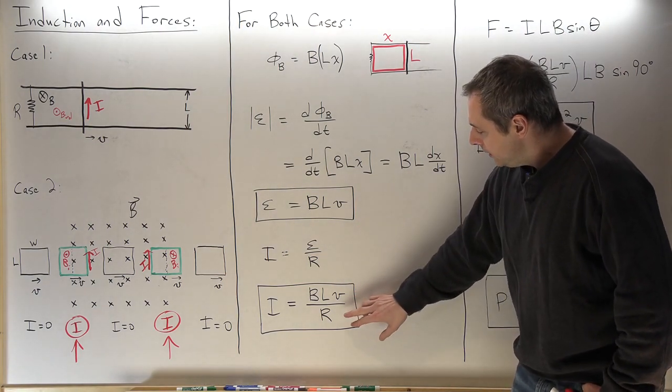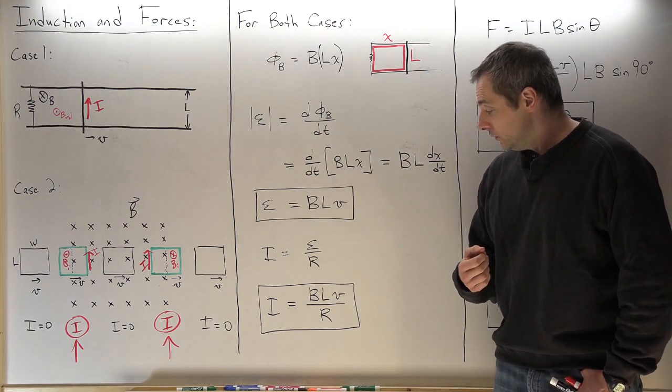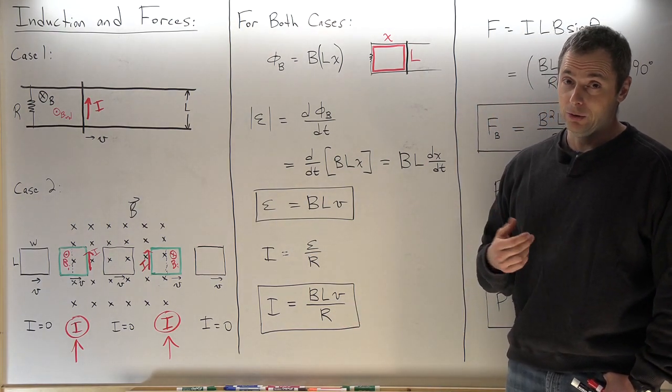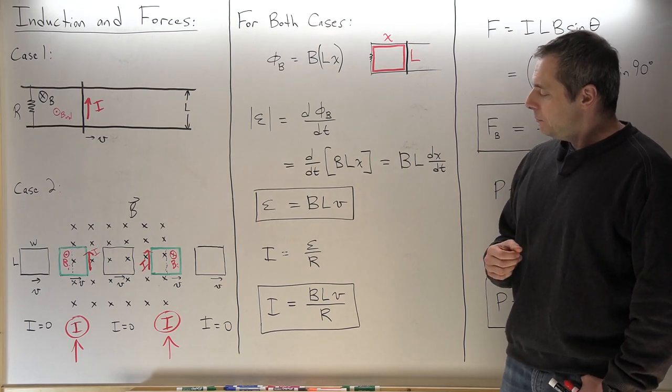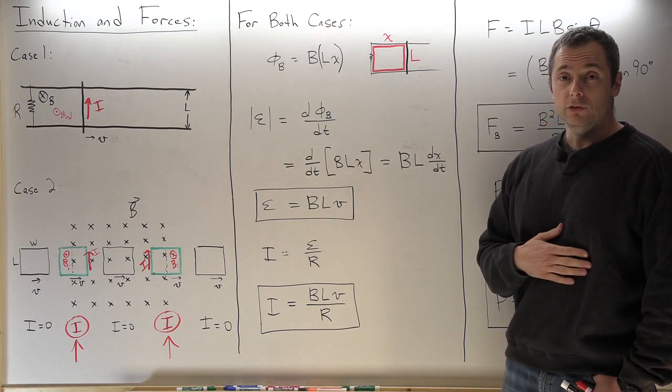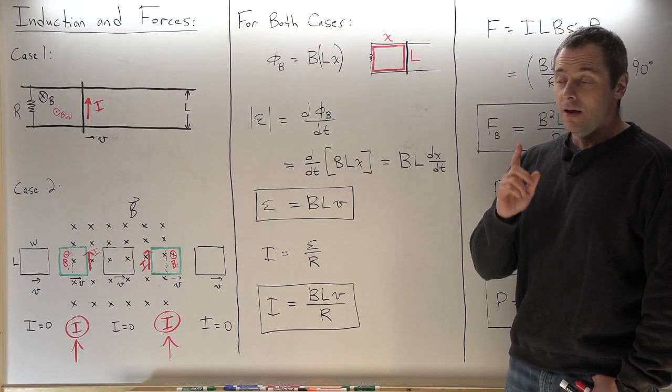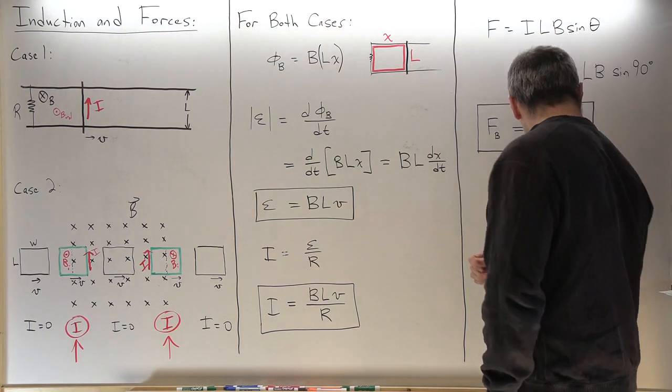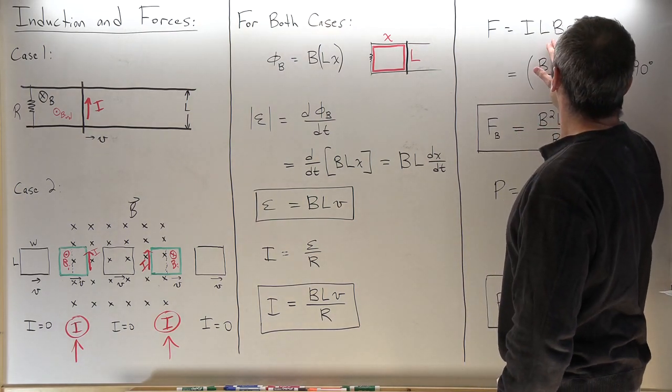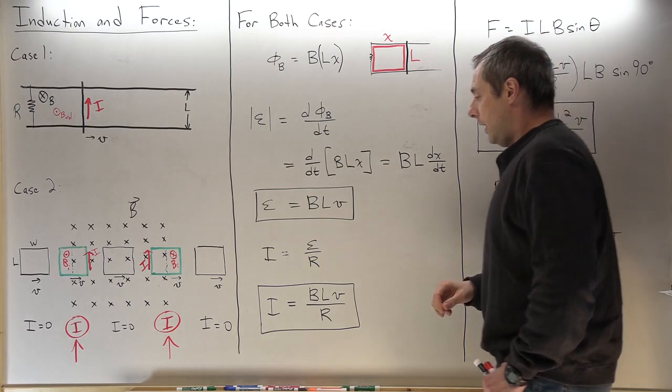Plug in BLV for voltage and resistance, and there's the current in the coil. All right, let me create a pause to allow you to copy these notes down.